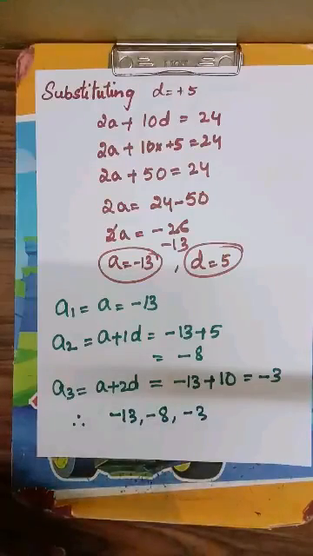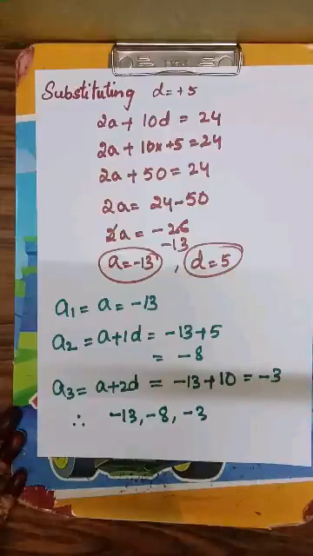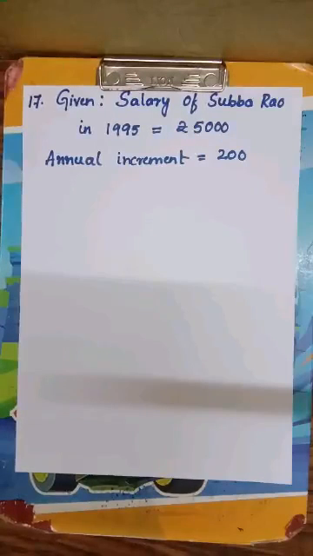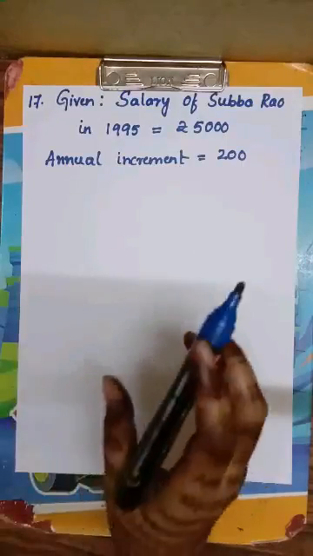Now let's move to the next question, the 17th question of this exercise. Subba Rao started work in 1995 at a monthly salary of rupees 5,000 and received an increment of rupees 200 each year. In which year did his salary reach 7,000? After how many years will he get 7,000?